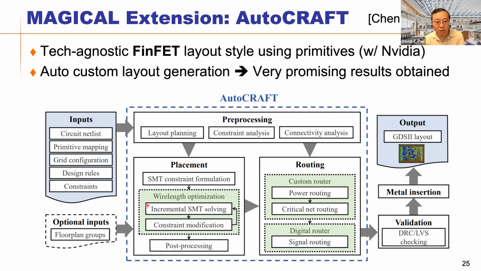Again, I won't go into details, but basically you have a netlist, and to handle FinFET you have to do some abstraction with certain primitive mapping and some grid configurations. Then we can formulate the placement as an SMT problem, satisfiability modulo theories, so essentially like a SAT solving problem. And then we also have some custom routing to solve this. Our collaboration with NVIDIA showed very promising results even for 5nm FinFET process and some advanced designs.